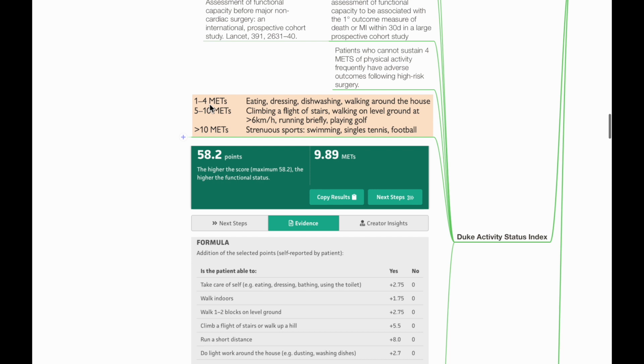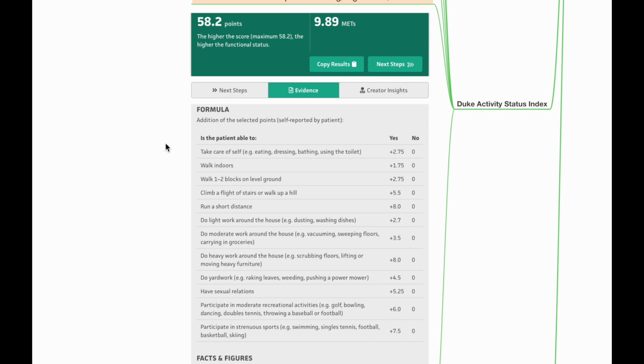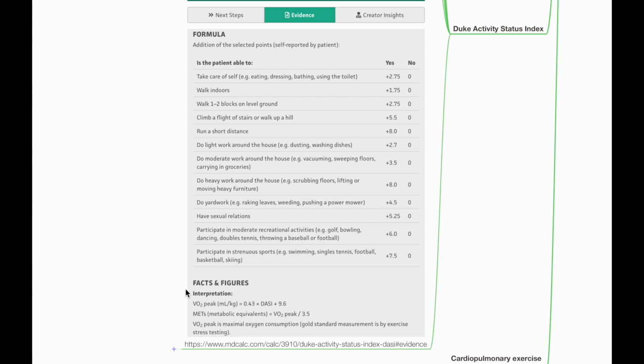For 1 to 4 METs, activities include eating, dressing, dishwashing, and walking around the house. For 5 to 10 METs, activities include climbing a flight of stairs, walking on level ground at 6 km per hour or more, running briefly, and playing golf. Activities of more than 10 METs include strenuous sports such as swimming, singles tennis, and football. DASI has a maximum score of 58.2. The formula to calculate VO2 peak and METs from the questionnaire is included here.